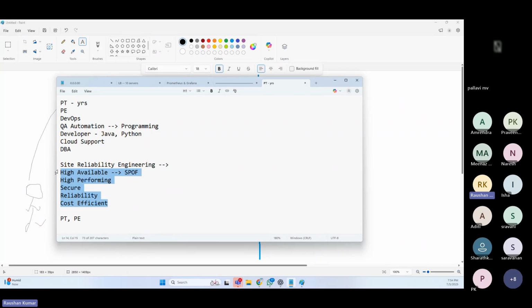We want the application to be secure because users tend to store personal information, address, credit card, debit card details. We don't want anybody to hack the application so that our personal details, all those financial information gets compromised. We don't want that. We want the application to be secure. We would like the application to be reliable.